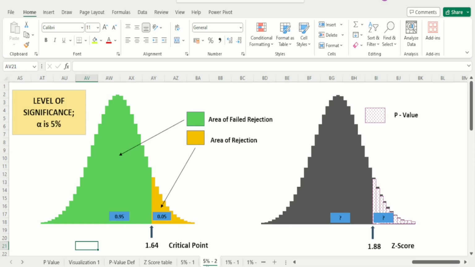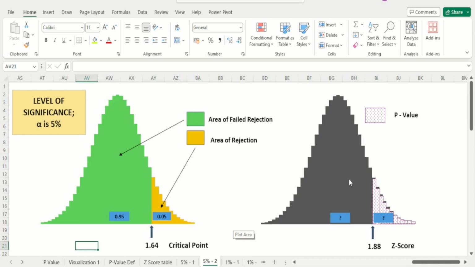In this case, again, we're looking at a distribution of means. The level of significance alpha is 5%. Again, it's represented as decimals, 0.05. The area of non-rejection, or the area of failed rejection, is 0.95. And in this case, when you draw a sample, let's say the z-score you generate is 1.8. So again, what is the meaning of this? This 1.8 would mean that this entire textured area that you see to the right of this 1.8 is the actual p-value. The area under the curve for the textured area is the actual p-value.